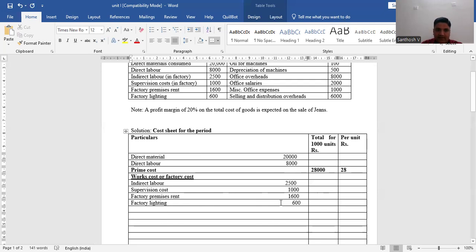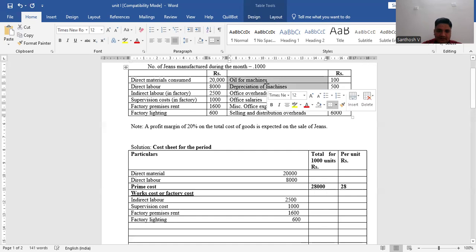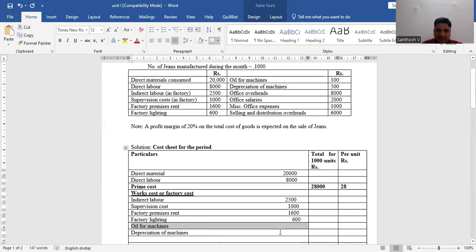600 we have. Then oil and machines, and depreciation of machines. Two items are there, and those two items I'm going to paste here. Oil and machines, we have 100 rupees. And depreciation of machines, we have 500. So 100 and then 500.